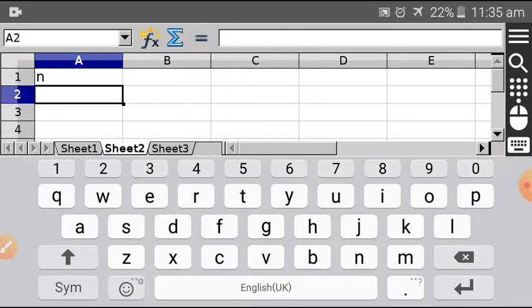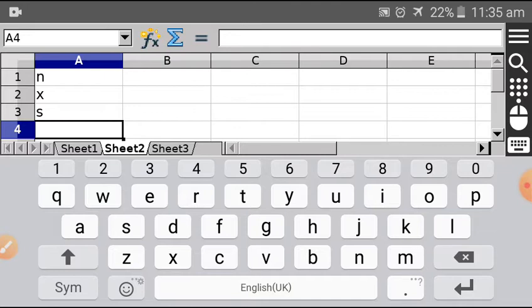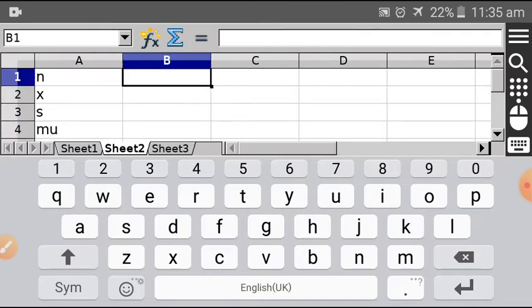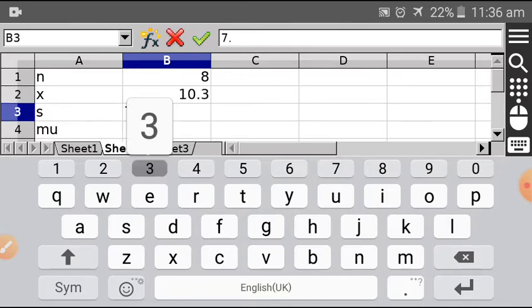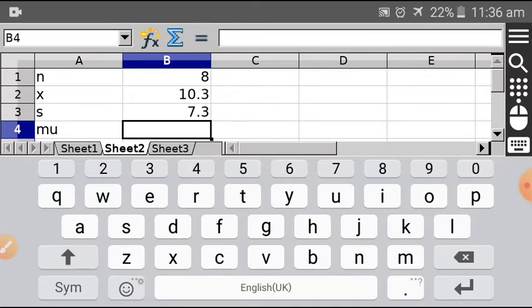We have been provided with n, we have x bar, so I can write down x as mean. You can write down MEAN in full also. This is s, the standard deviation, and the population mean is mu, so I have written mu because it's not easy to work with the symbol here. So here n is given as 8, the mean is given as 10.3, s means the standard deviation is given as 7.3, and mu is given as 9.